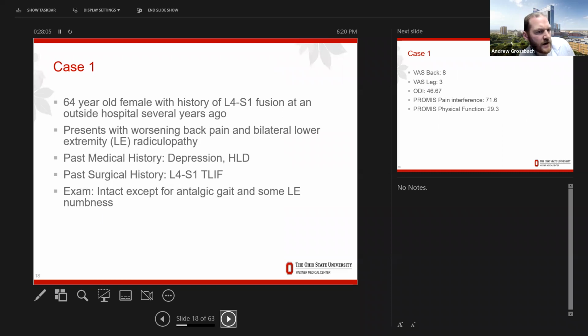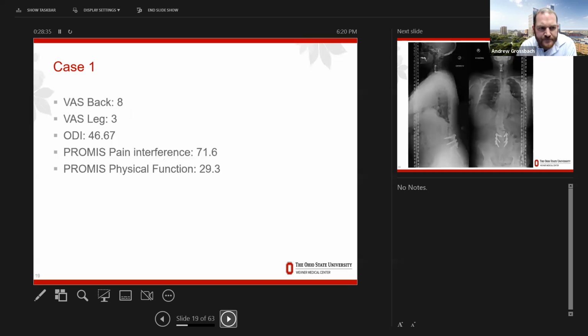So first case, similar to the last one, it's pretty straightforward. And this is a very common case that spine surgeons see. A 64-year-old has a history of L4-S1 fusion outside the hospital several years ago, presents with worsening back pain and lower extremity radiculopathy. No significant past medical or surgical history other than her prior fusion. She's intact. She has a little bit of an antalgic gait and some lower extremity numbness.